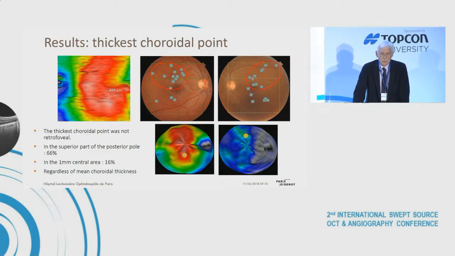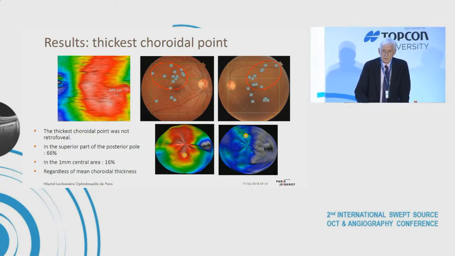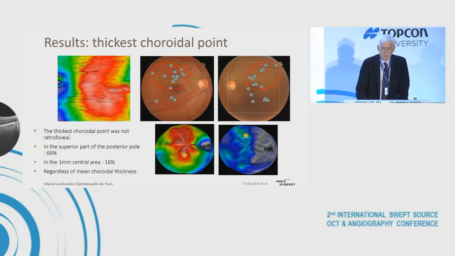It was in the superior part of the posterior pole in 66% of cases, and only in the 1 millimeter central area in 16% of cases. And you see that sometimes the thickest choroidal point could be either in the inferior part of the posterior pole or in the superior part of the posterior pole.